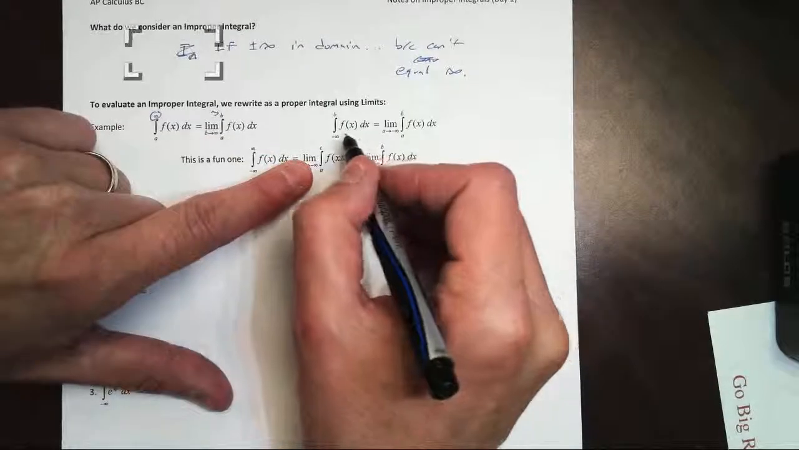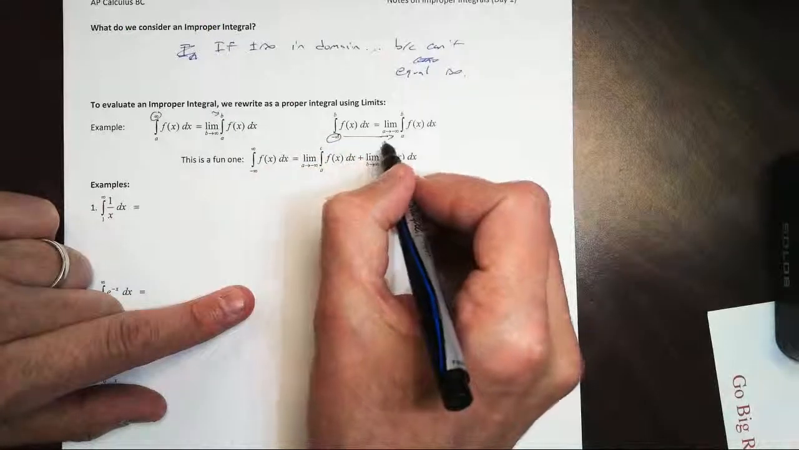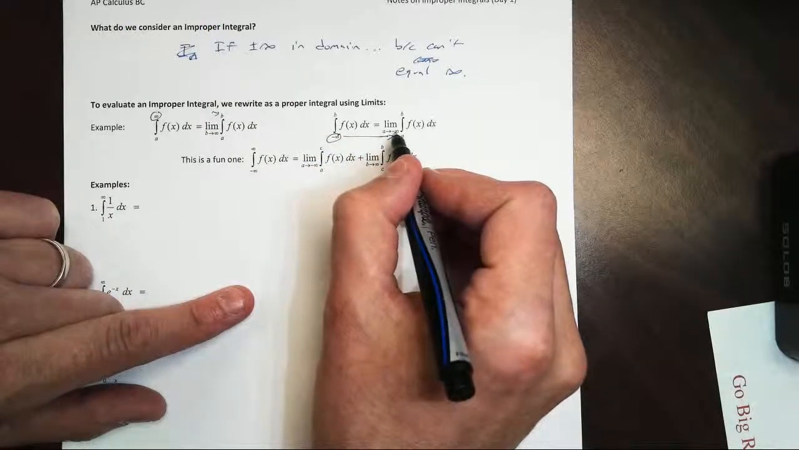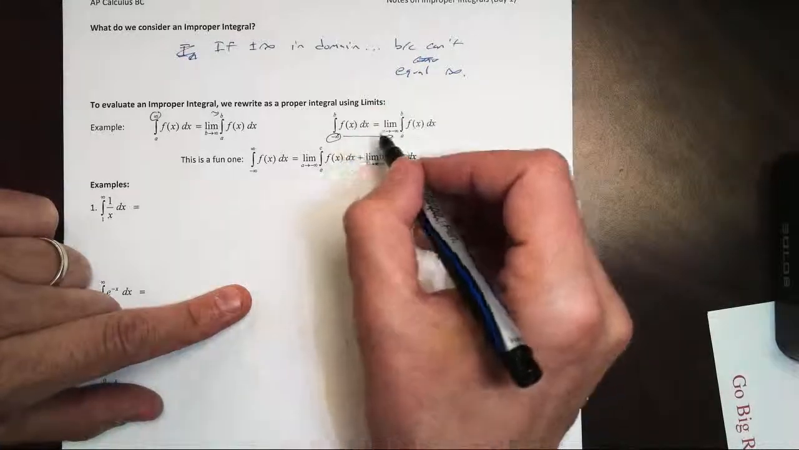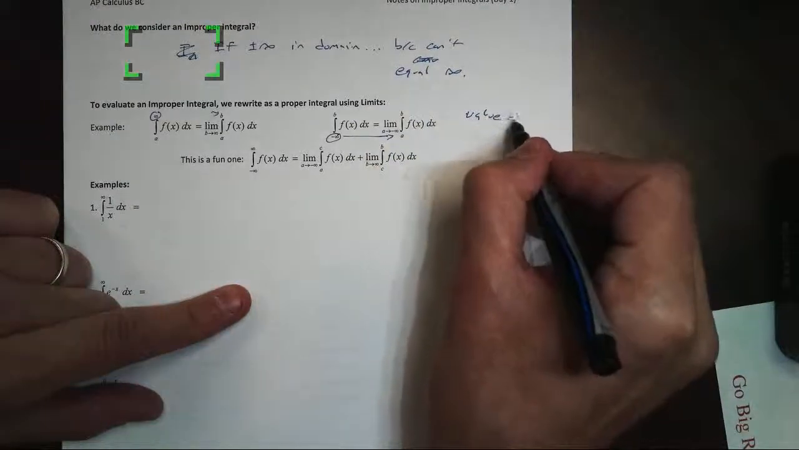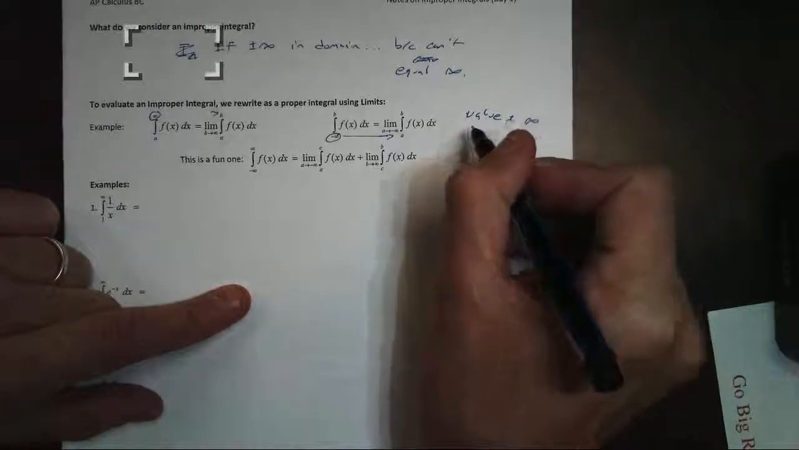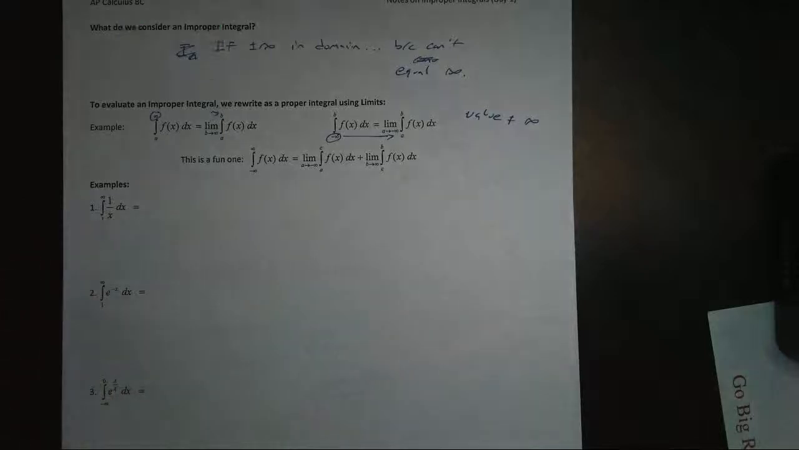And the same thing down here. What if my infinity is in the bottom? Well, that's in the place of a. So I take the limit as a goes to negative infinity of f of x dx. So what happens is now instead of having a value at infinity, because remember, the value can never equal infinity, we're taking a limit instead. And that's the whole purpose of all of this, to make sure that we're doing these properly.